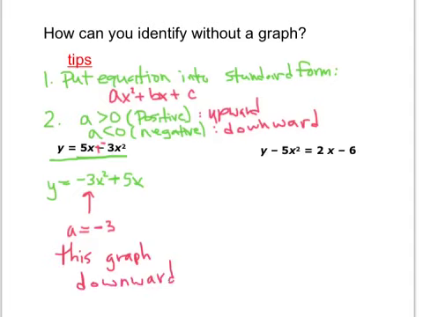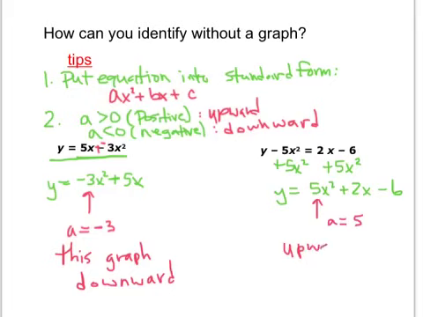And then if we look at our other example, we have to do a little bit more to get this in standard form. Remember, ax squared plus bx plus c. I need to get this on the other side, so I add 5x squared. So y equals 5x squared plus 2x minus 6. Okay, I have a here, because that's in front of the x squared. A equals 5, so in this case 5 is positive, so this graph opens upward. And that's really all that we have to do to decide whether something is pointing upward or downward.